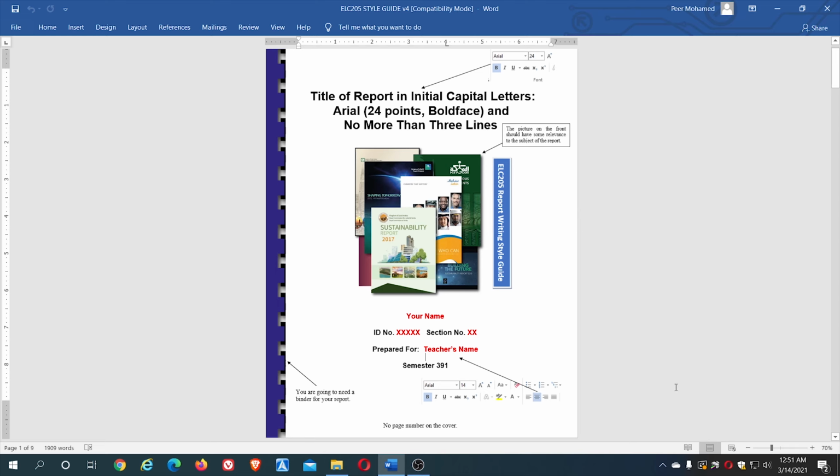So let me recap. Your title on the top in 1 to 3 lines, followed by a picture relevant to your topic, and followed by your particulars: your name, your ID number, section number, your faculty's name, and the semester or year number. No number on the first page. This is the first page, very important. Don't make any mistakes, because if you make a mistake here, it will be very awkward for you. Let us move forward. The second page.